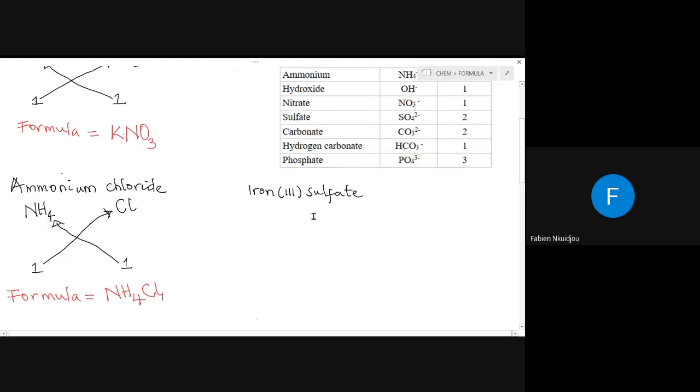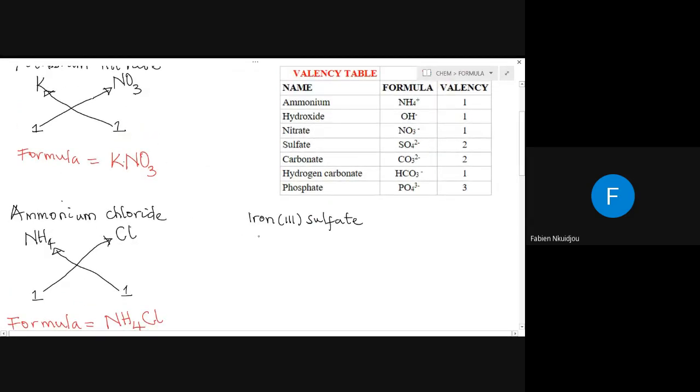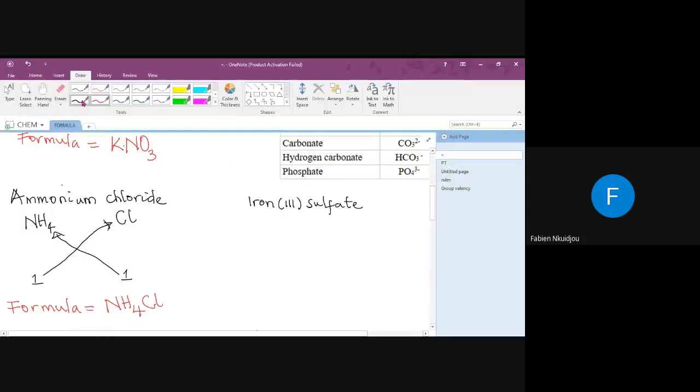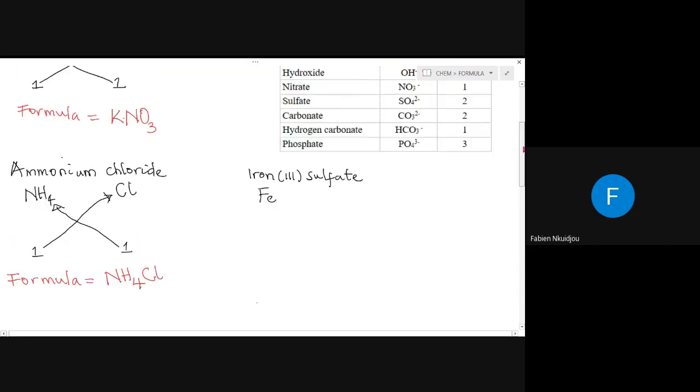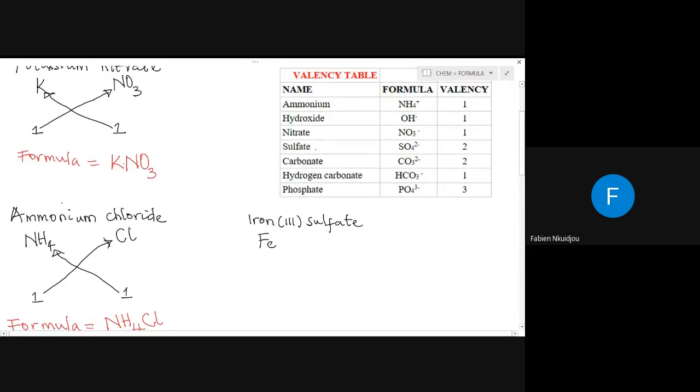So let's go. We have Fe. So we have Fe for iron. And for sulfate, let's look at our table. This is the sulfate compound ion, SO4 2 minus. So the charge is -2 and the valency is 2. So in represent, let's have SO4. We forgot about the charge.